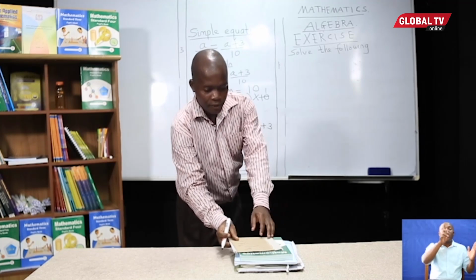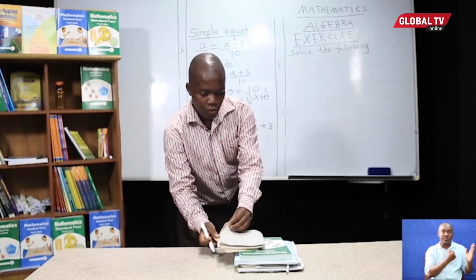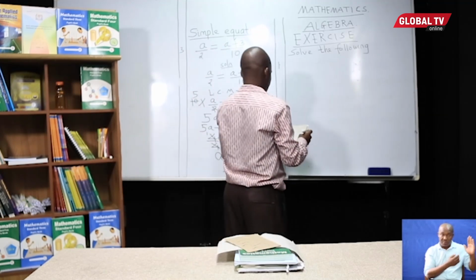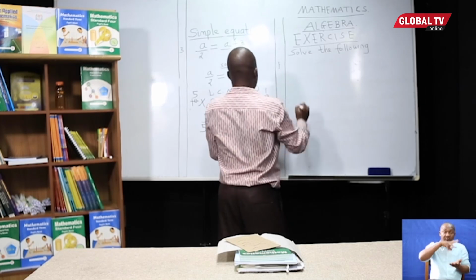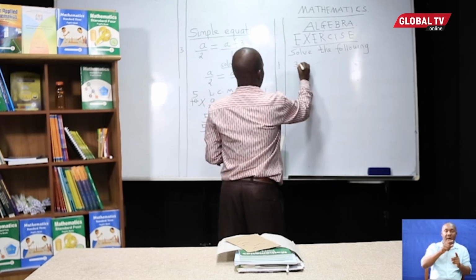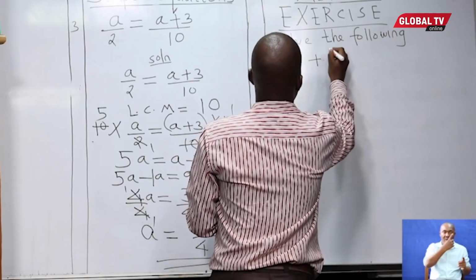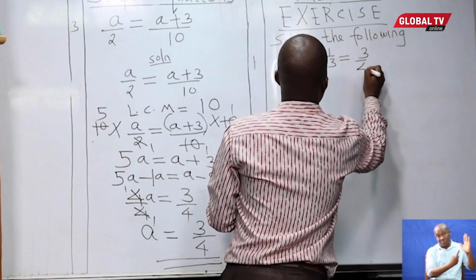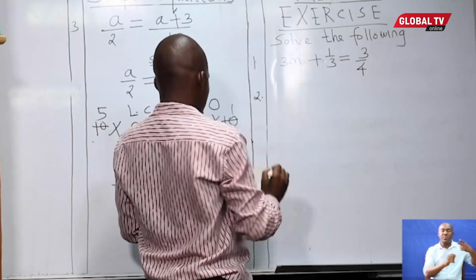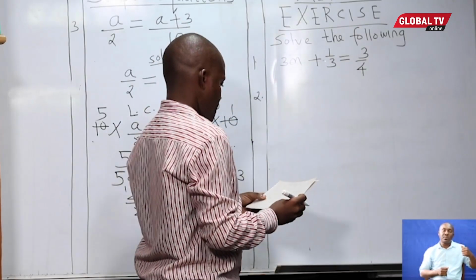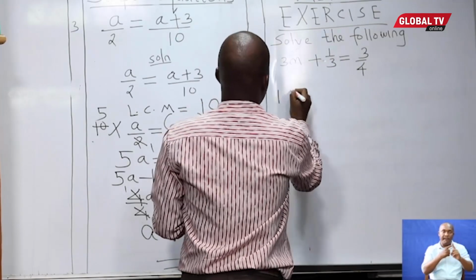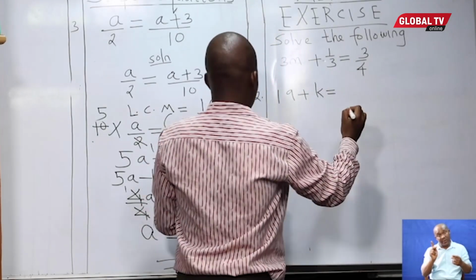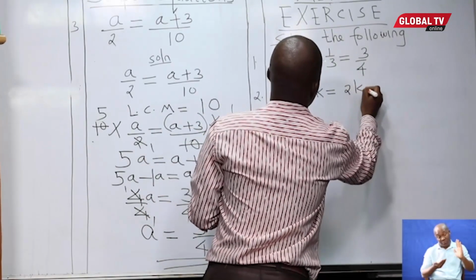Question number 1. Find the value of letter M. 3m plus 1 over 3 is equal to 3 over 4. Question number 2. 19 plus k is equal to 2k plus 7.